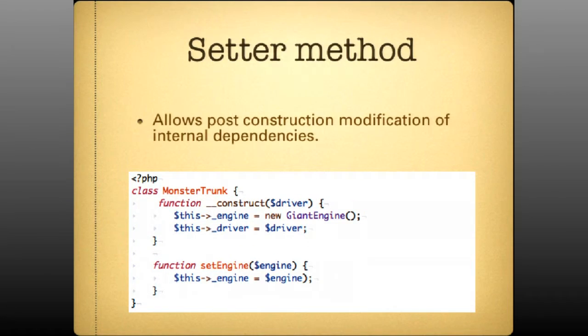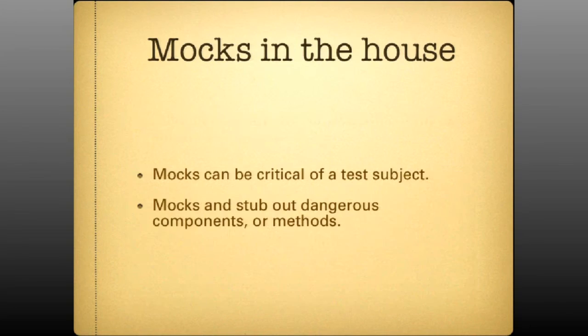Another is a setter method. A lot of frameworks and tools use this. So you have set thing, get thing, set thing, get thing. A lot of times you can just stick mocks into those sets. And that's a really good way to be able to replace things. So if you want to drop off the giant engine and put in a new one, you can use setEngine.